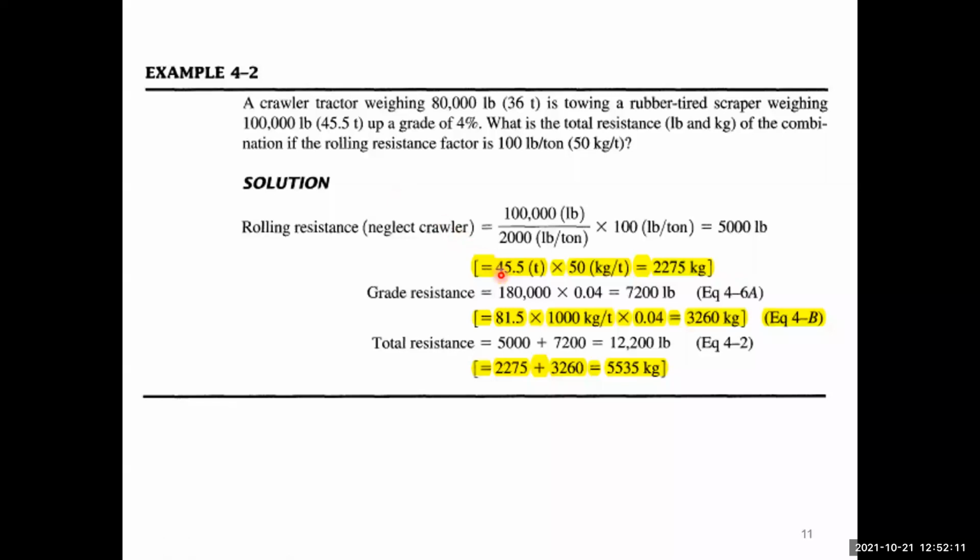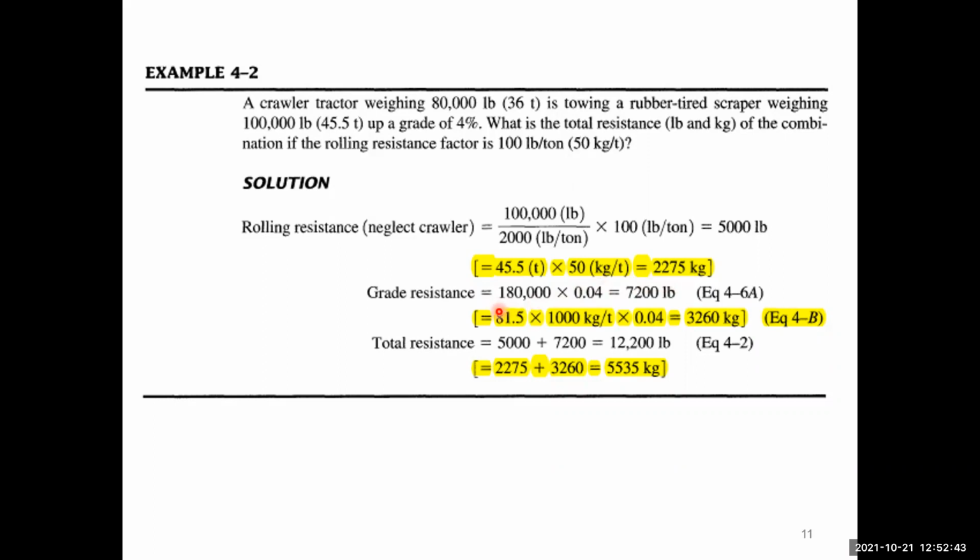A 45.5 ton load will be towed, and this is 50 kilogram per ton. So the rolling resistance factor is given as 15 kilogram per ton. We don't have to calculate it here, because in the previous example we calculated it using the penetration of the tire formula. But since it is given over here, the rolling resistance will be 2,275 kilogram.